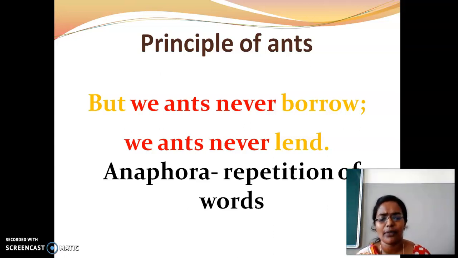You may have a question now. Ma'am, what is the difference between anaphora and alliteration, ma'am? Alliteration is the same sounding letters. Okay, same sounds. Here we have the exact repetition of the same words. In this way, anaphora is different from alliteration. Are you clear, children? How is alliteration different from anaphora? Yes, alliteration means the sound of the first letter will be the same. Here you could see the repetition of the same words. Are you clear with this?